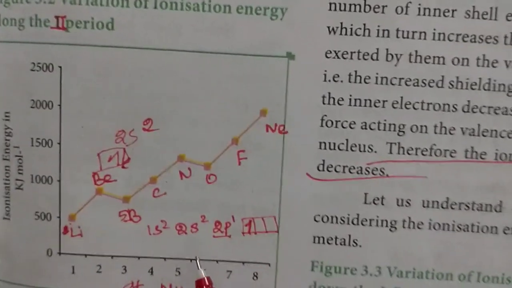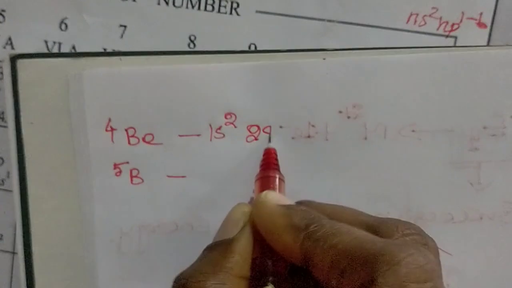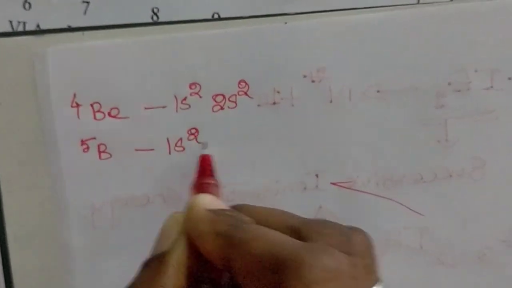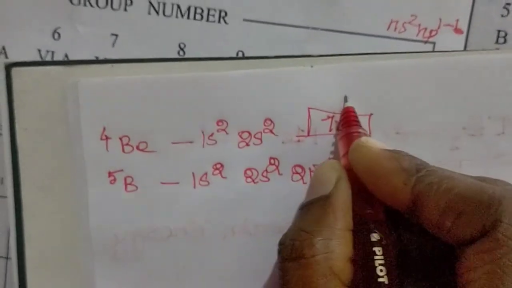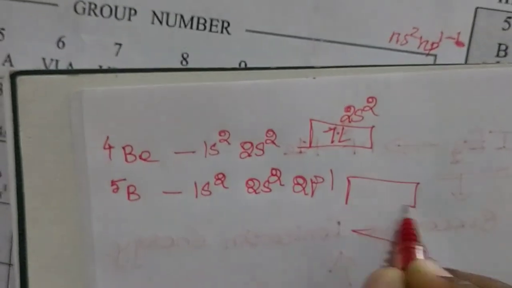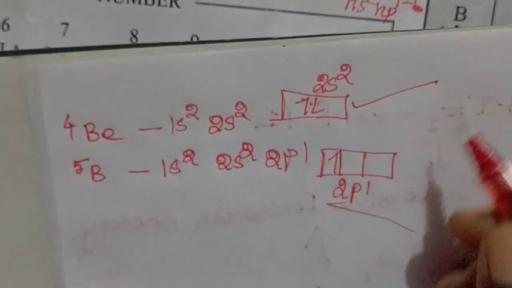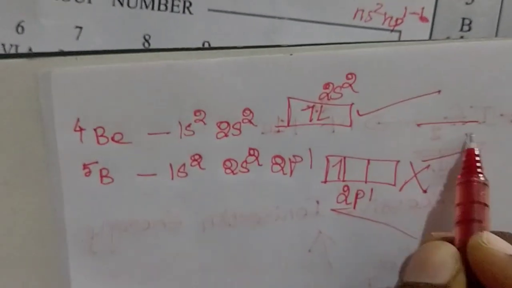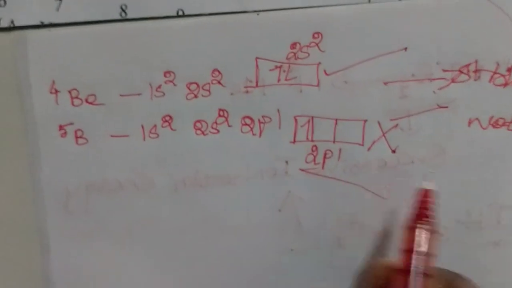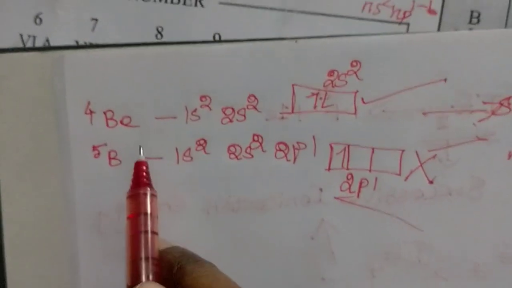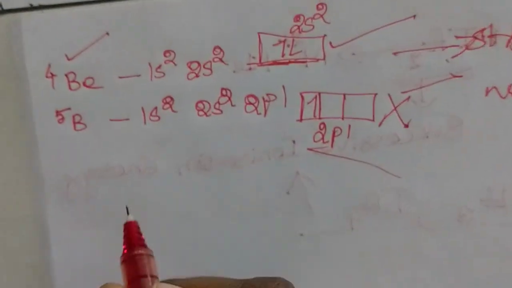Okay. So write the electronic configuration for beryllium: 1s2, 2s2, and boron: 1s2, 2s2, 2p1. Here the valence electron is 2s2, so 2 electrons. In 2p only one electron is present, it's 2p1. So this is a symmetrical one, this is an unsymmetrical one. Which one is more stable? This is stable compared to this. This is not stable. So because of the stability of this valence shell, it requires more ionization energy.